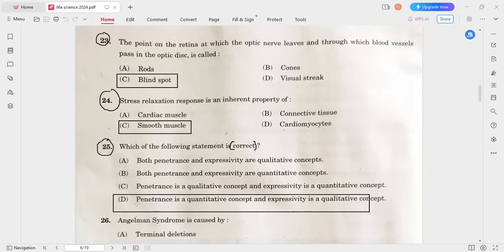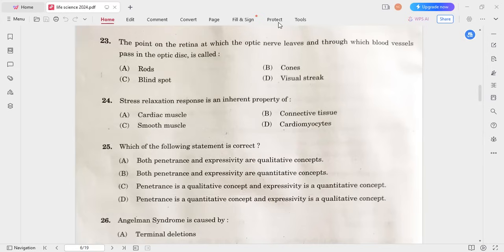Penetrance means the percentage of individuals of a given genotype showing the phenotype, and expressivity means the extent of expression of a given genotype. So that's why penetrance is quantitative and expressivity is qualitative. So option D is the correct answer for question number 25. Now move on to the next question, question number 26.